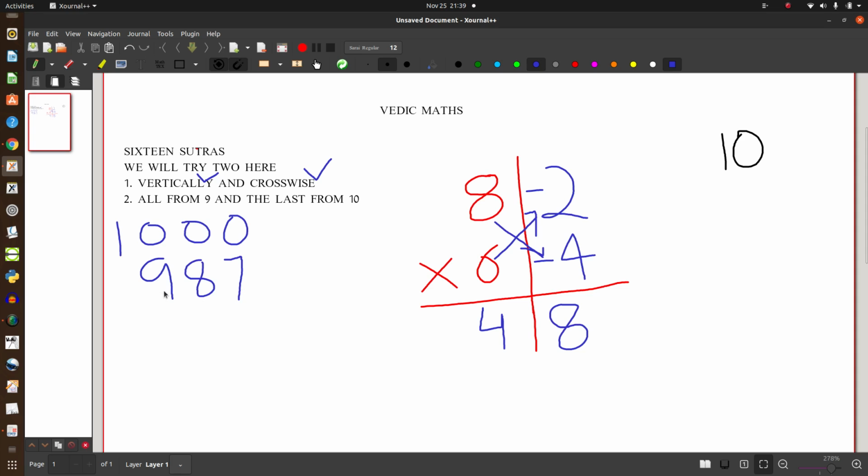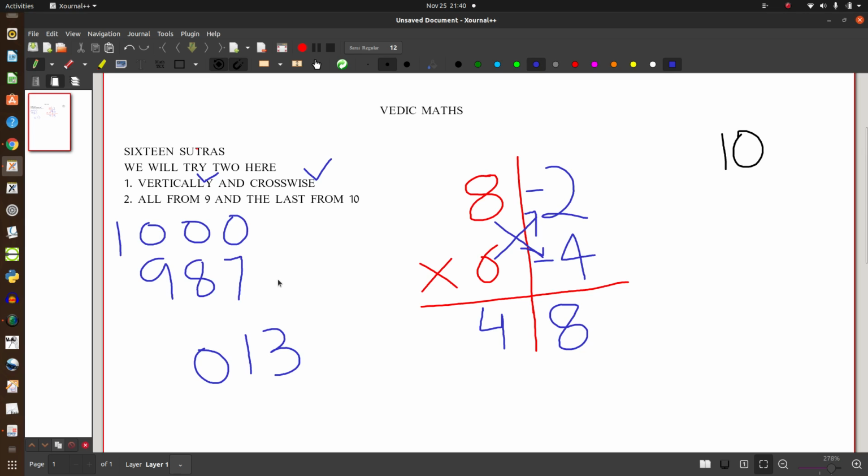Say for example, from 9 if I subtract 9, I'll get 0. From 9 if I subtract 8, I will get 1. And from 10 if I subtract 7, how much do I get? I'll get 3. So if you solve this also, 10 minus 7 is 3, 1 comes here, 9 minus 8 is 1, and 9 minus 9 is 0. So automatically you get this.